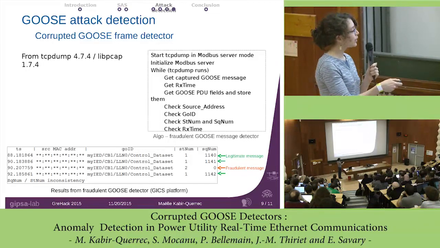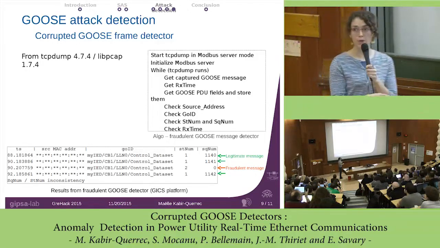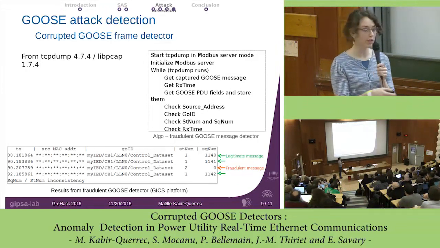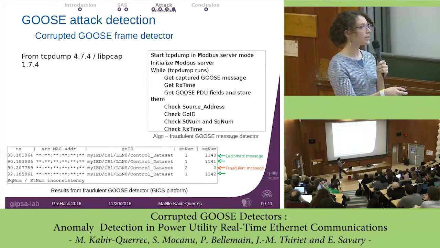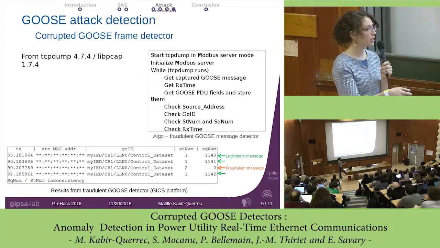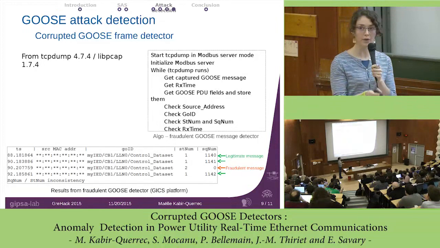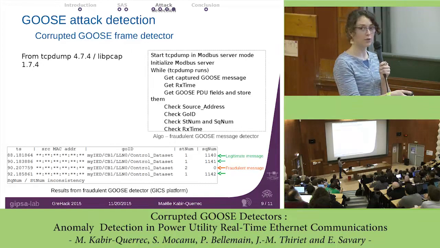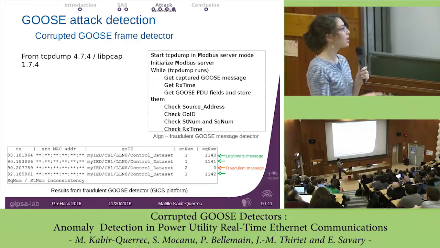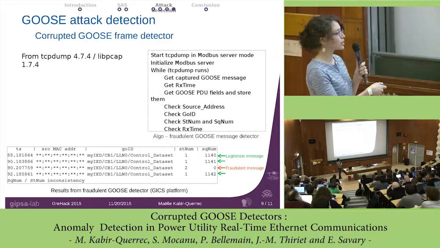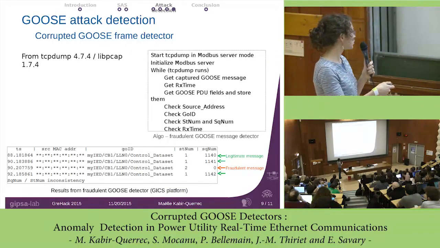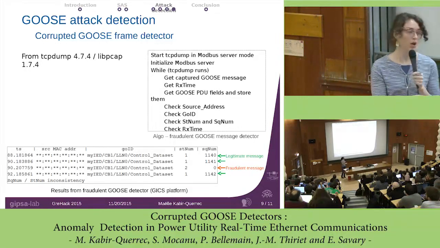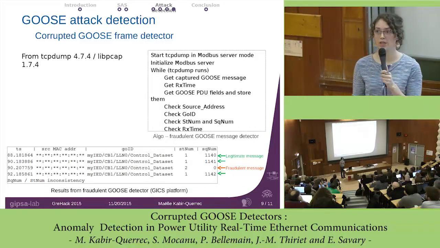And here, our fraudulent GOOSE message generator sniffed this message and changed the Boolean value in it. So it updated the state number accordingly, telling, hey, this is a new state, our value has changed, and this is the first time we send this information. But after a few seconds, after 2 seconds, which is the T0 time, we have a new legitimate message, and this is where the detection can be made.